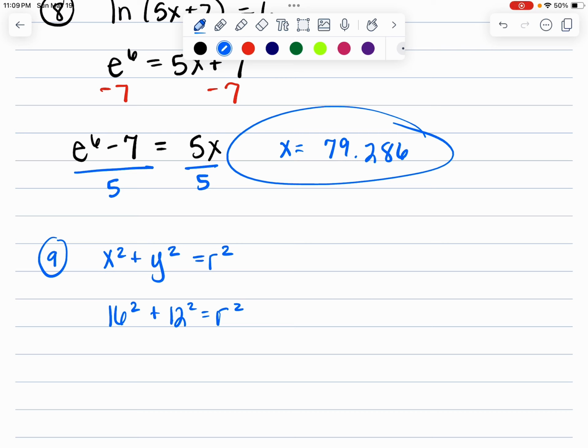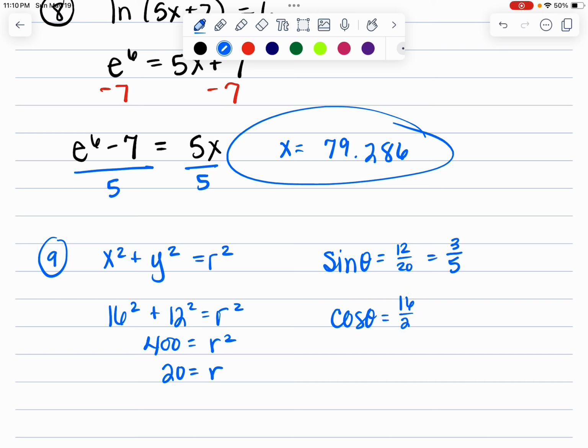16 squared plus 12 squared is 400. So that means the radius would be 20. All right, take the square root of 400. And our trig identities that we did, remember, sine was y over r and cosine was x over r. So that means that sine would be 12 over 20, or, my brain just turned off, 3/5. And then cosine would be, what was it, 16? Yeah, x over r, so 16 over 20, or 4/5.